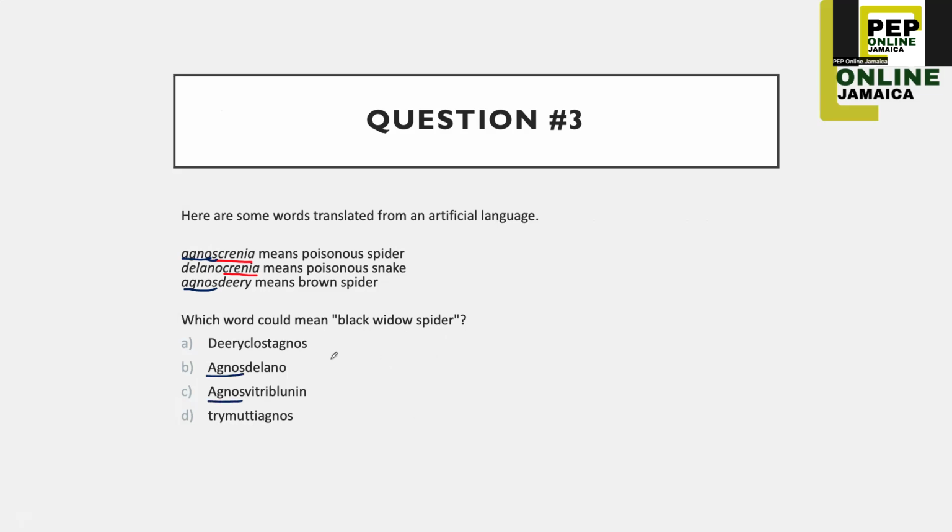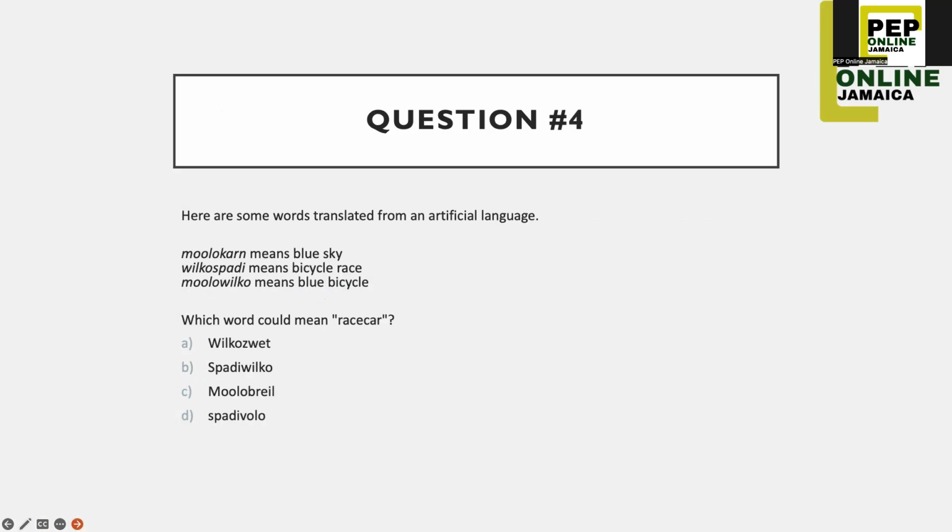So you don't guess out of the blue. If you don't know, you will choose any of the other 2 answers, right? And it is black widow. There is no black widow spider here. We know that this one, delano, represents snake. So this is automatically out, and this would have to represent the black widow. All right? Good. Moving on, question number 4.